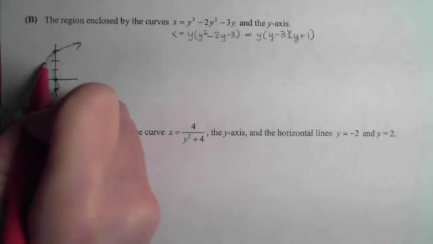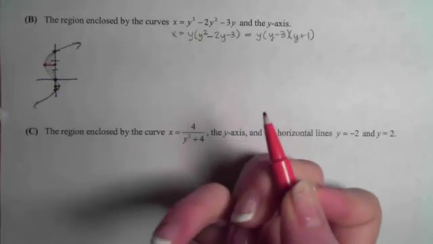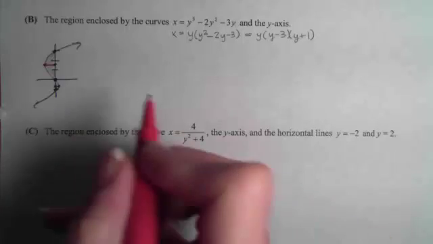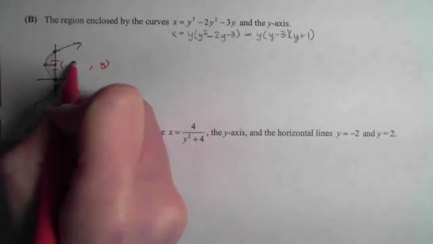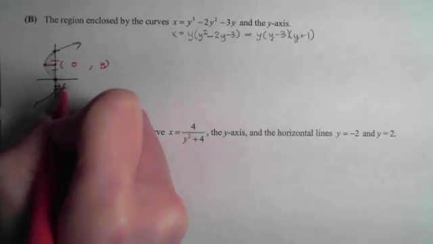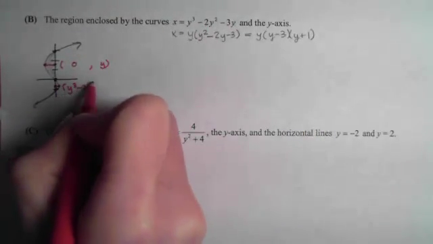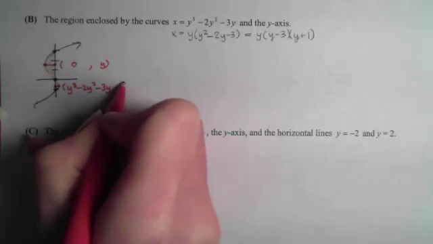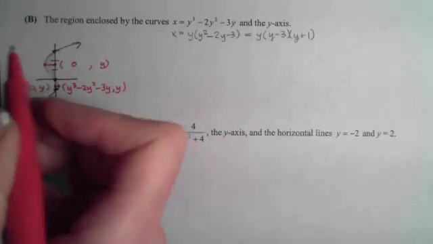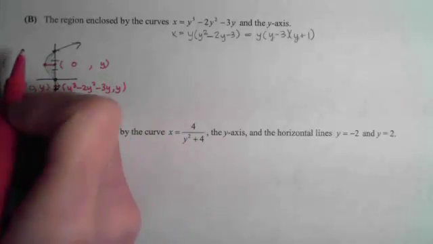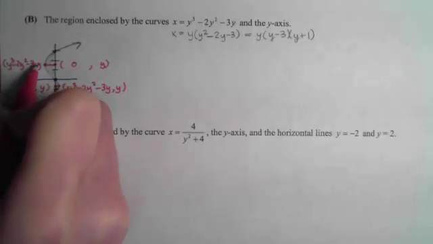So we're going to have two strips, and each of them needs to be labeled with y's because we have cut horizontally. So they share a y coordinate. This x coordinate is 0. This one the x-coordinate comes from the curve. So we'll have y cubed minus 2y squared minus 3y, comma y. This one comes from the axis, so that's 0, y. And this one comes from the curve. So y cubed minus 2y squared minus 3y, comma y.